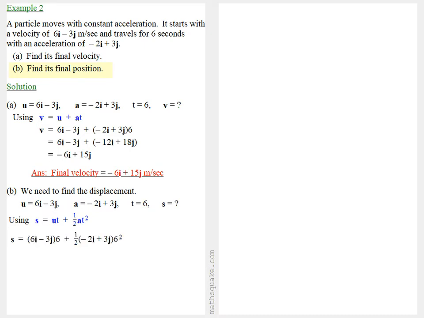That gives us s equals (6i minus 3j) all times 6 plus a half into (minus 2i plus 3j) all times 6 squared, which is equal to (6i minus 3j) times 6 plus (minus 2i plus 3j) times 18, which is equal to 36i minus 18j minus 36i plus 54j. And that works out to be 36j. So our final position is (0, 36).